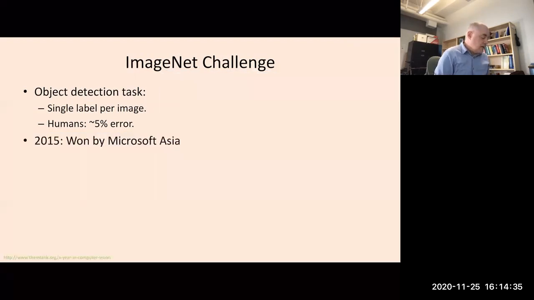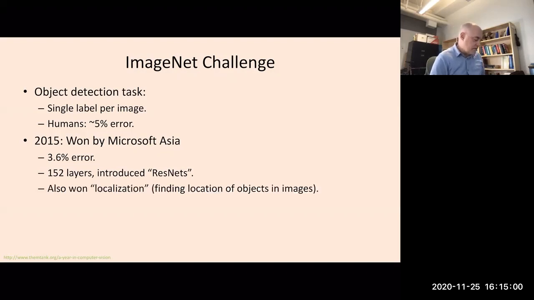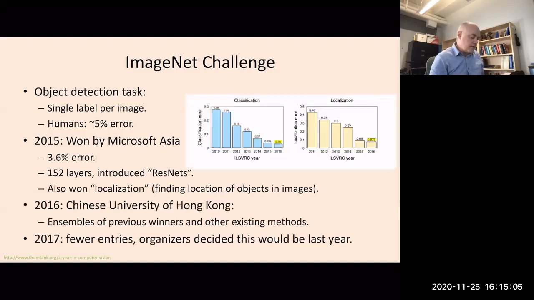Okay, so on this same task, in 2015, it was won by Microsoft Asia, achieving better than human performance. This model is 152 layers deep and introduced residual connections, leading to the name of ResNets. ResNets are used all the time. We use them in my research now. It also won localization, in other words, finding where the objects are in the images. Then after that, it was kind of mop up detail, right? So you can improve on all of that by ensembling.